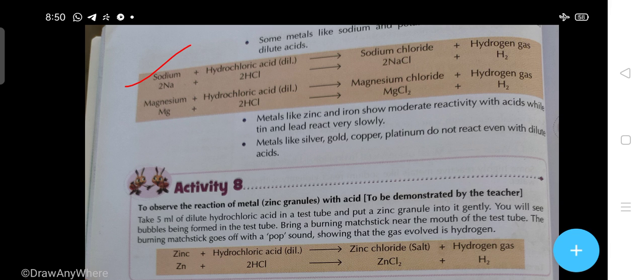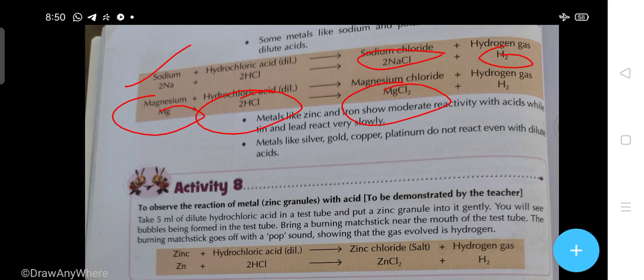Here sodium reacts with hydrochloric acid, forming sodium chloride, and hydrogen gas is left. Magnesium reacts with hydrochloric acid to give magnesium chloride and hydrogen gas. Metals like zinc and iron show moderate reactivity with the acid, while tin and lead react very slowly. Metals like silver, gold, copper and platinum do not react even with dilute acid.